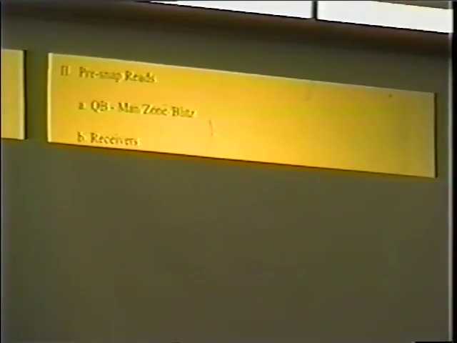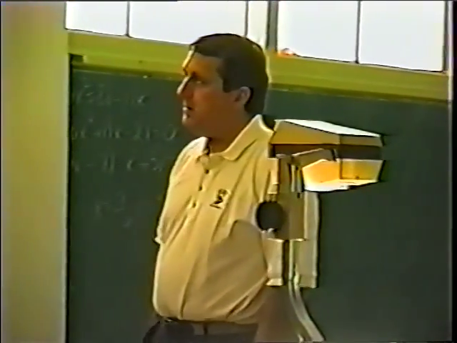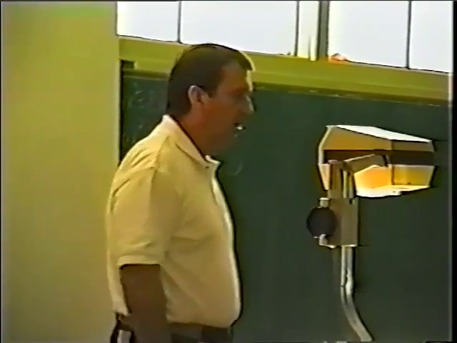Now, going to the receivers. Like we said, pre-snap, we want them to look at the two defensive backs to their side and take a picture of what the backside safety is doing. The other thing we want to do is look at the eyes of the defender covering them. Is he looking at me? Is he looking in the backfield?